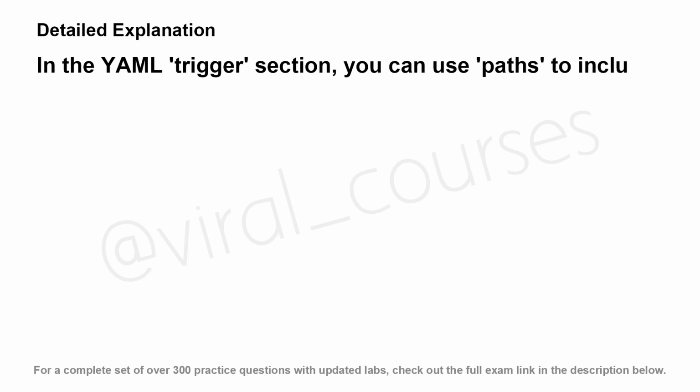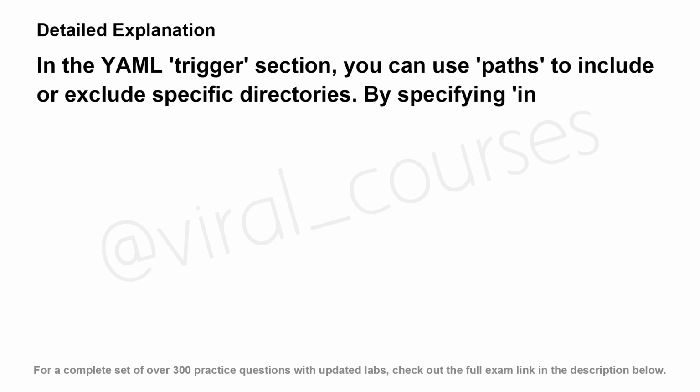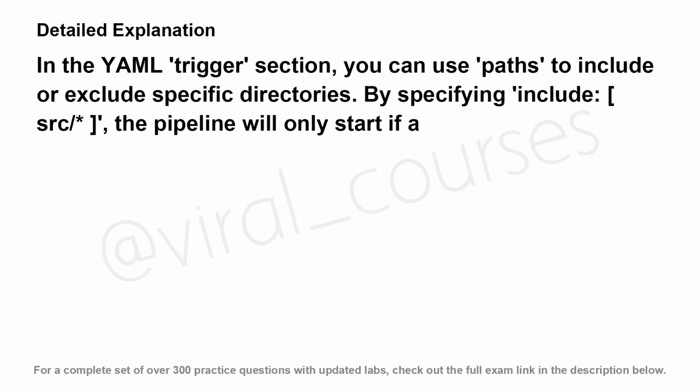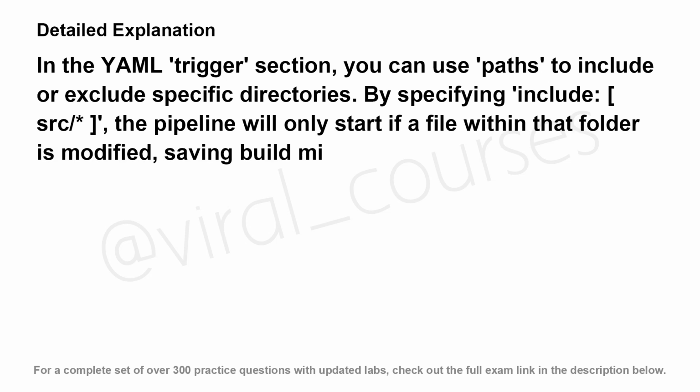In the YAML trigger section, you can use paths to include or exclude specific directories. By specifying include: 'src', the pipeline will only start if a file within that folder is modified, saving build minutes and reducing noise.